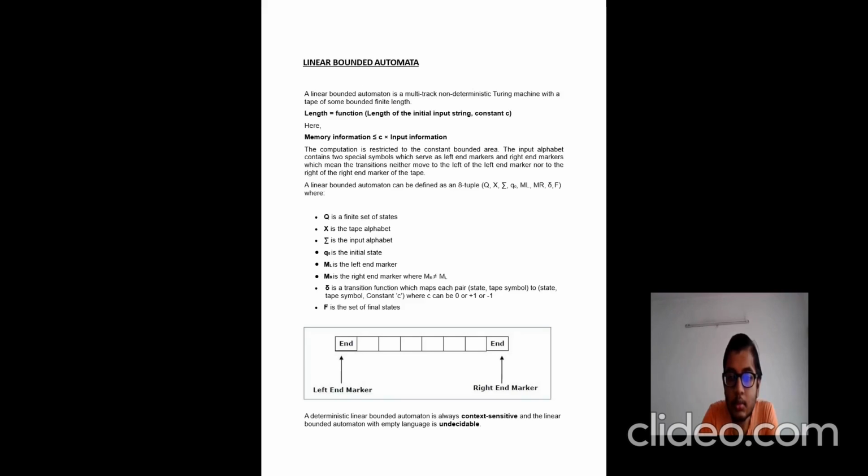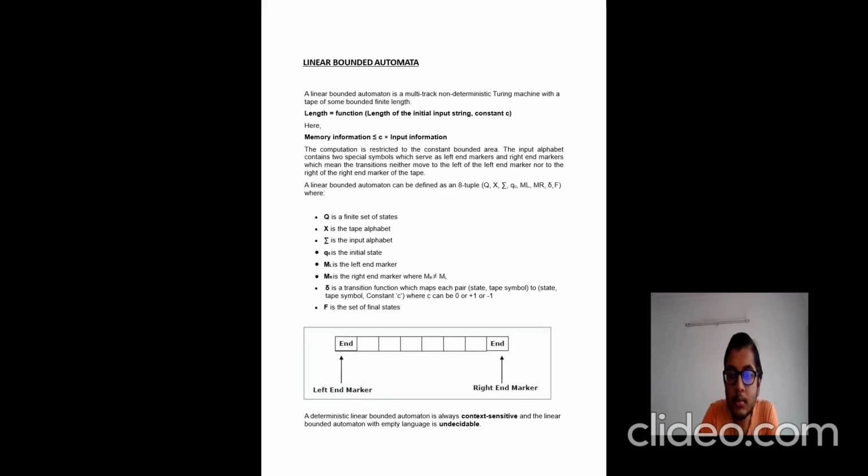A linear bounded automaton can be defined as an 8-tuple where Q represents the finite set of states, X is the tape alphabet, sigma is the input alphabet, Q0 is the initial state, ML is the left end marker, MR is the right end marker where MR is not equal to ML, delta is the transition function which maps each pair of state and tape symbol to a state, tape symbol and a constant C, where C can be 0, +1 or -1, and F represents the set of final states.